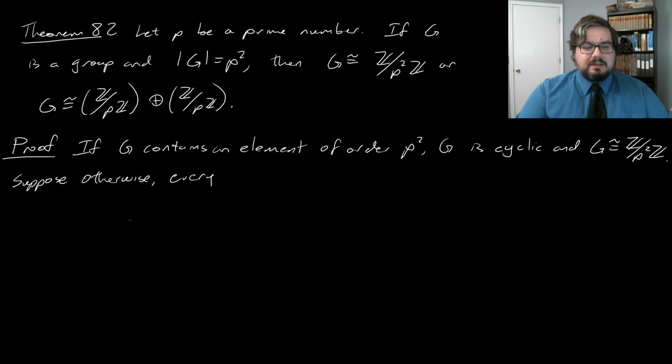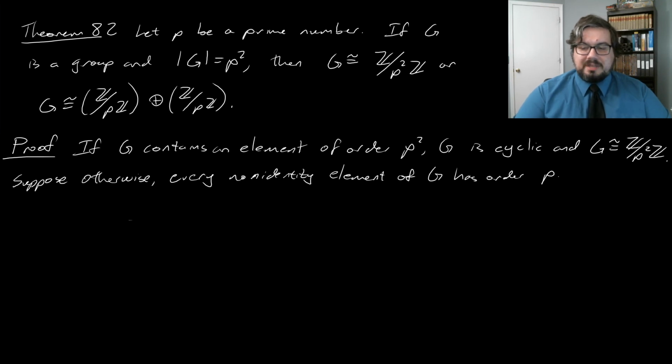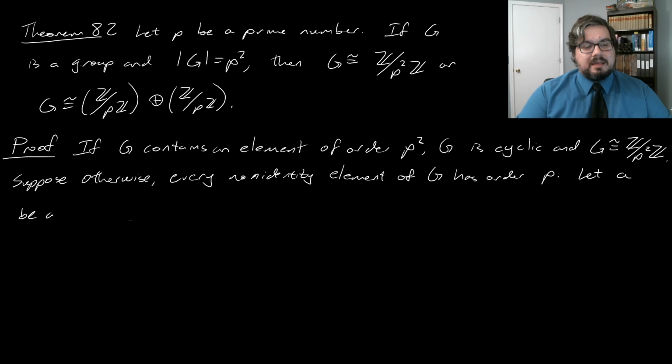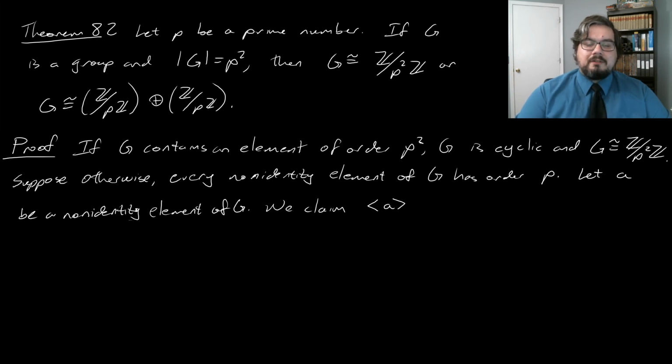So that every non-identity element of G has order P. We know that every element of G has to have order dividing P squared. The only numbers that divide P squared are 1, P, and P squared. So if we're assuming that G has no elements of order P squared, and we're looking at non-identity elements, so they don't have an order of 1, then every non-identity element has to have order exactly P. So let's let A be a non-identity element of G. Now we claim that the cyclic subgroup generated by A is a normal subgroup of G.